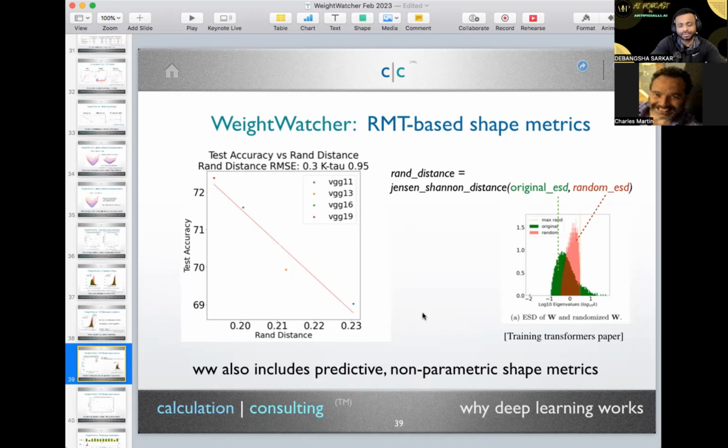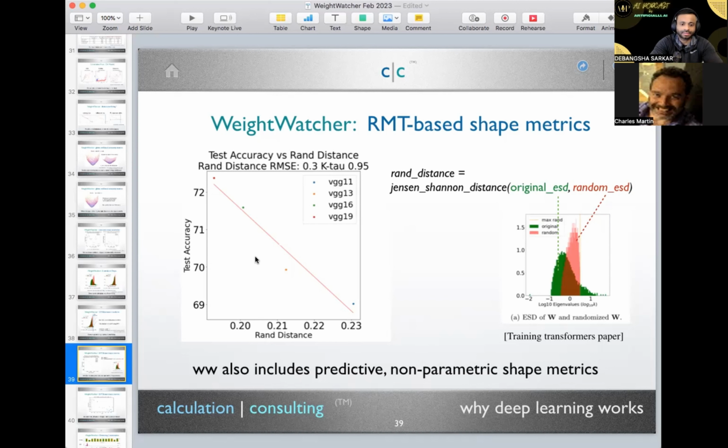I have one question though. I was hoping that if the RAND distance, which is the distance between the original ESD and the randomized ESD, was smaller, it would mean that the original ESD is very close to the random one. And I was hoping that would cause a lower test accuracy. But it does not. Test accuracy is small. You're right.